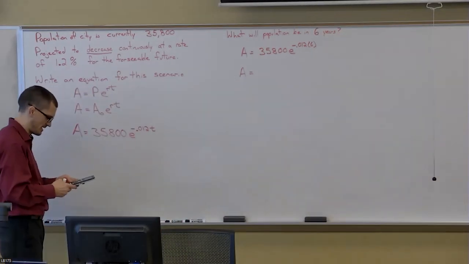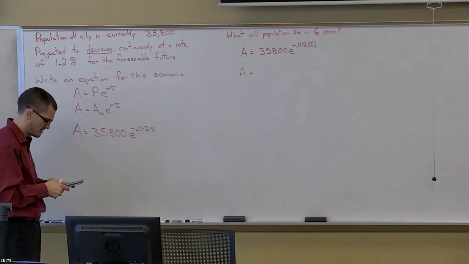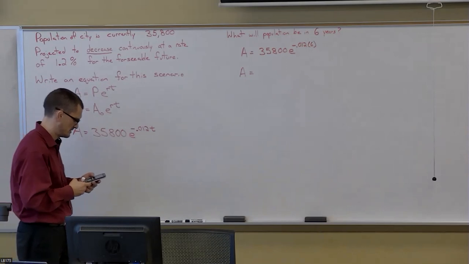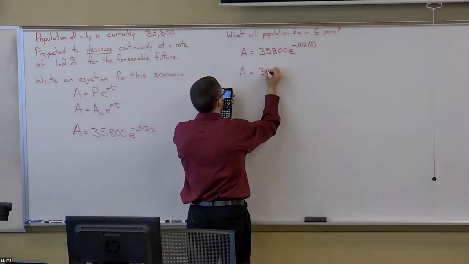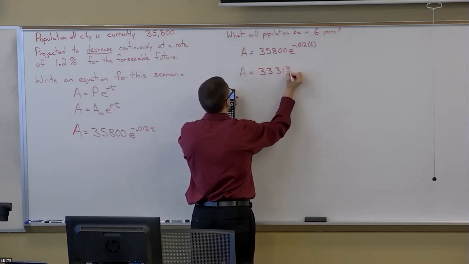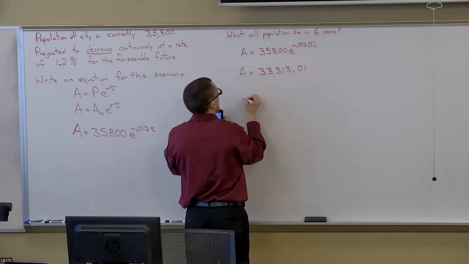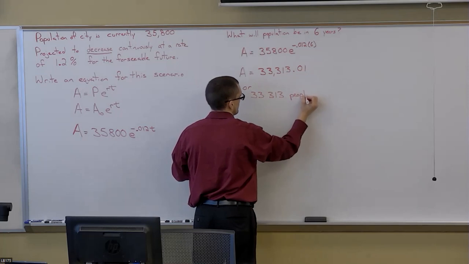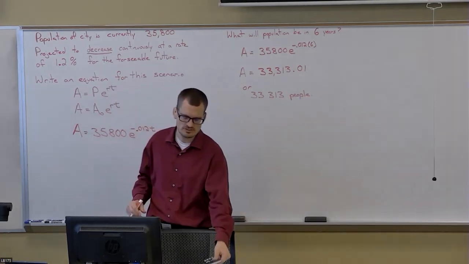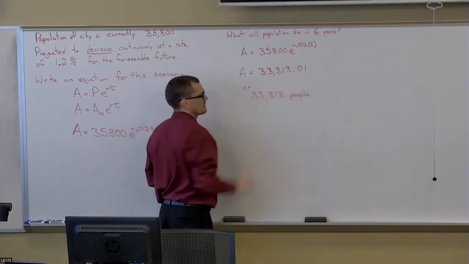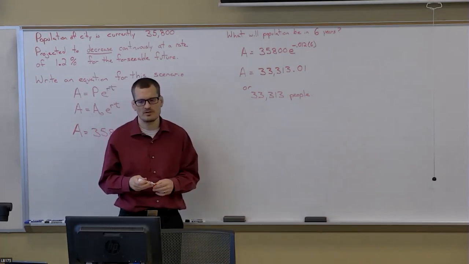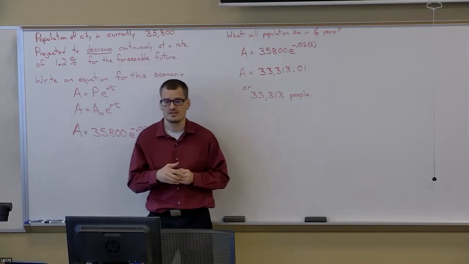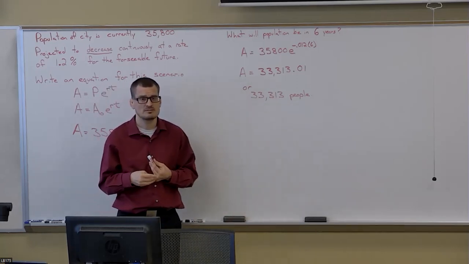we can figure that out by plugging in 6. I got 33,313.01, or 33,313 people, if I round it to the nearest whole number. Some questions may, just read the question, some may be okay with rounding to 2 decimal places, some may ask for the whole number. There it is. Any questions about that?